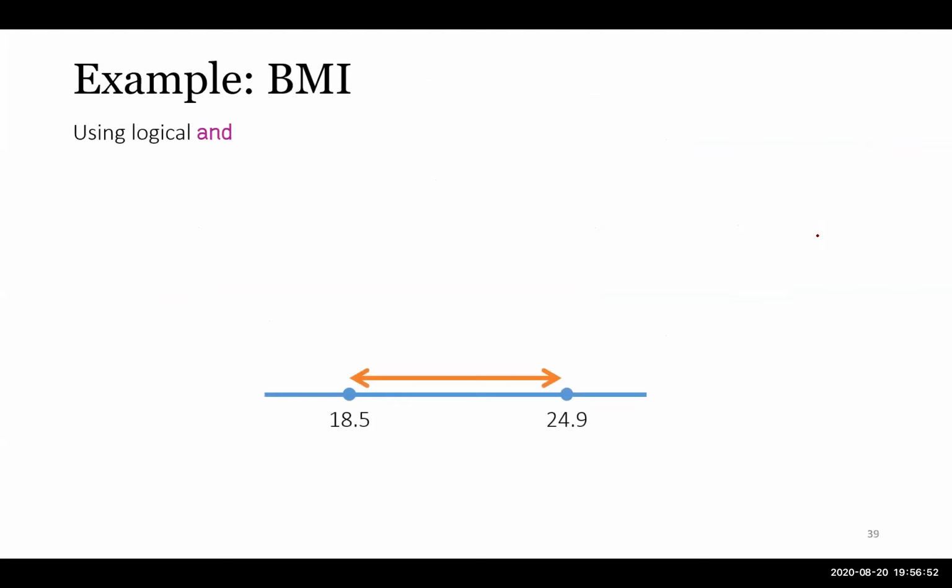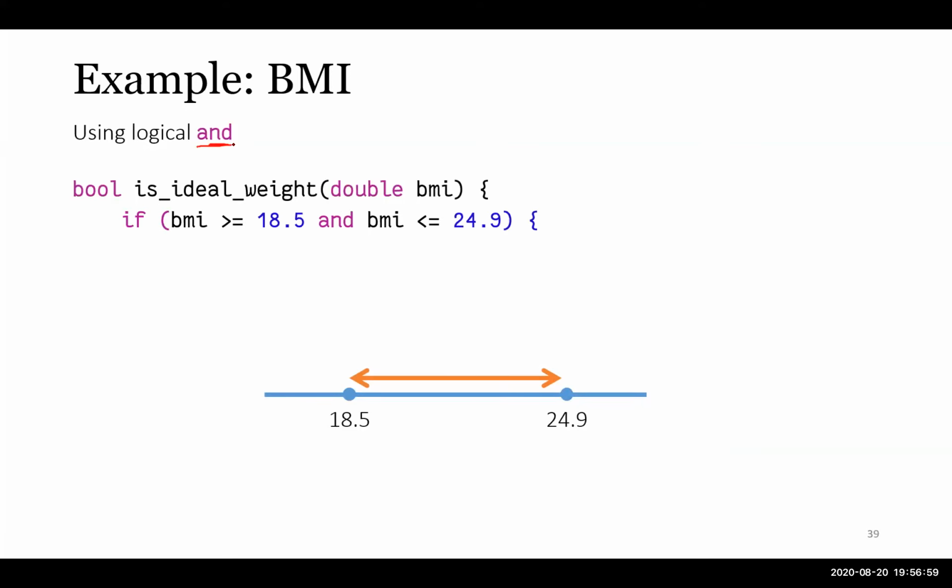So how do you use logical AND in the if case? Again, BMI, say is ideal weight. If BMI is more than 18.5 and BMI is less than 24.9. This way you can think of it BMI here, or you can flip it around, then your BMI is in the middle. If this is correct, then you return true, ideal weight. Else return false. So if your BMI is more than 18.5 and less than 24.9, then you return true.